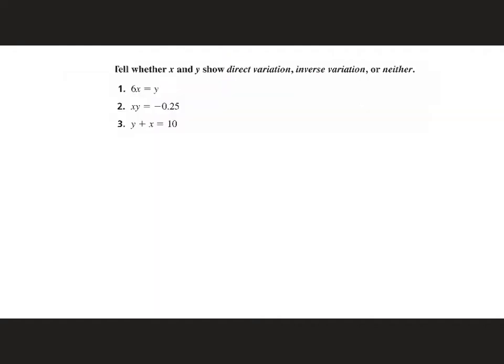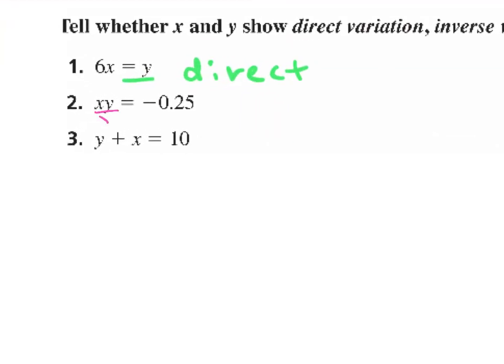We're doing the same thing for this page, so we want to solve each equation for y. So number 1, we already have y is equal to. So y is equal to 6 times x. Is this direct variation, inverse variation, or neither? Direct. We're multiplying x times a constant, so this is direct variation. Number 2, we have to solve for y. So what do we need to do to solve for y? Divide by x. So we have y is equal to negative 0.25 over x. Is this direct variation, inverse variation, or neither? Inverse. We have inverse variation here.